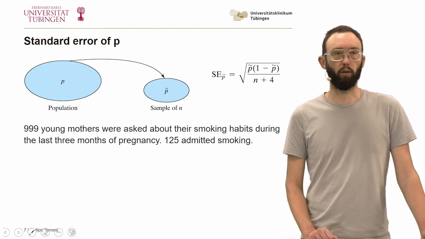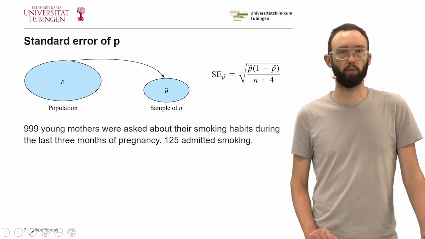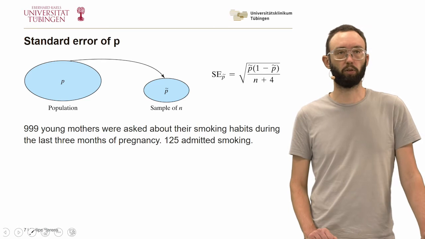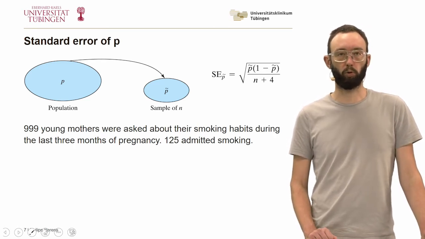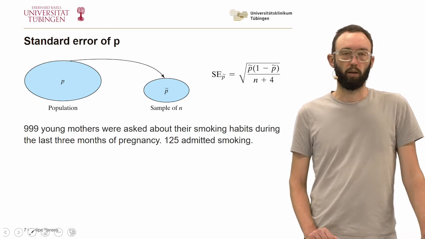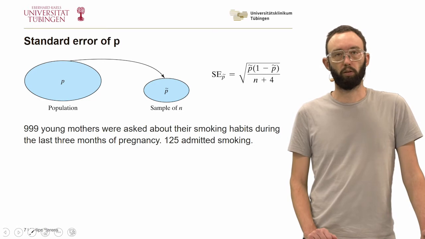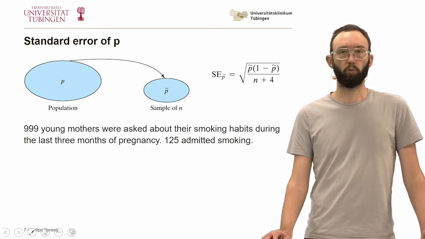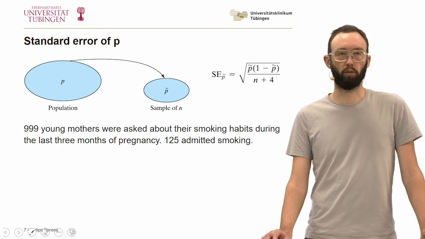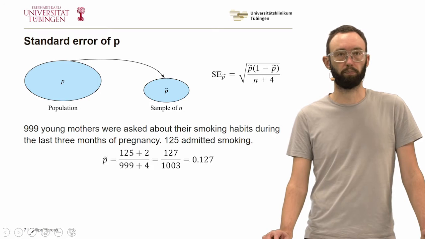So as an example, we have here 999 young mothers who were asked about their smoking habits during the last 3 months of pregnancy, and 125 admitted smoking. So we would like to know what is the probability of smoking in that particular sample, and where do we expect the true population proportion to lie given that estimate.